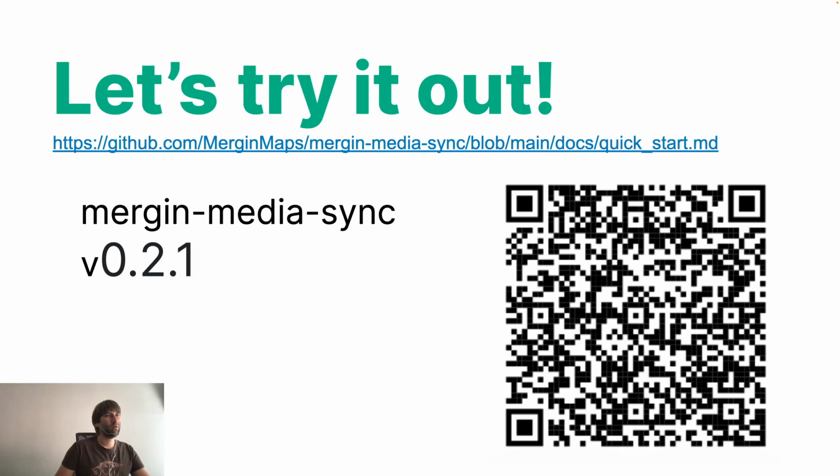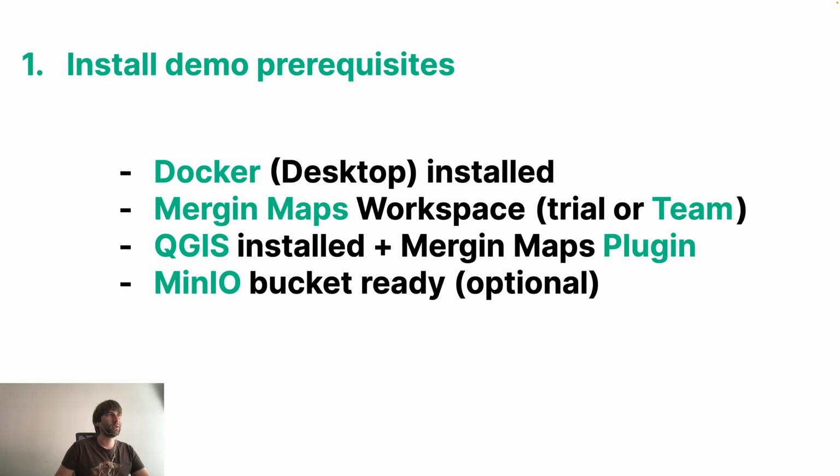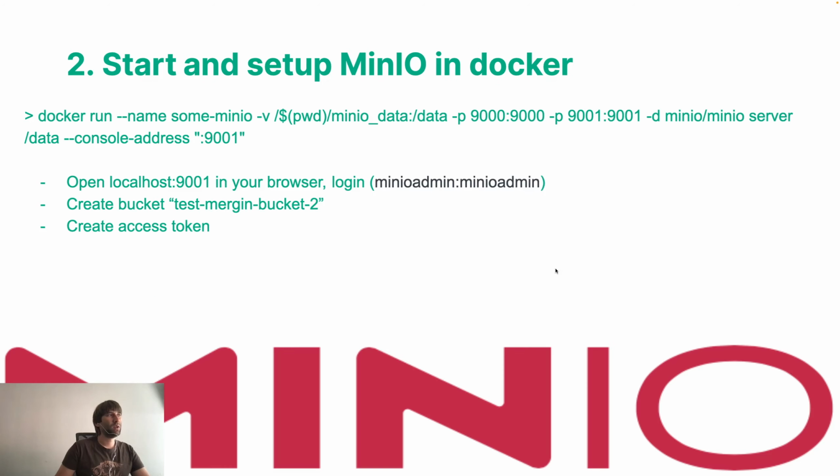Let's try it out. I will follow a quick start, so feel free to open it and follow it yourself if you want. First of all, we need some demo prerequisites. You need Docker, Mergin Maps workspace, and QGIS for this demo. Alright, first of all, I set up my MinIO in Docker locally with this Docker command and created a bucket test and access token. Let's see.